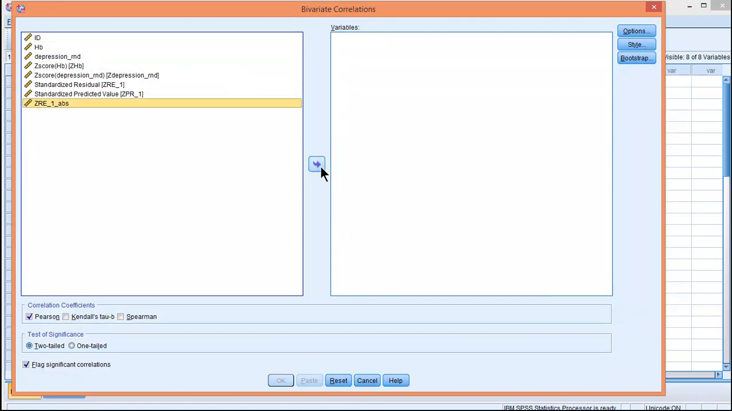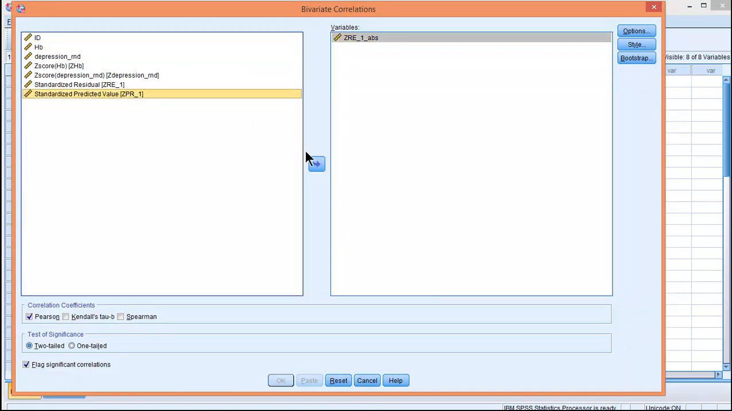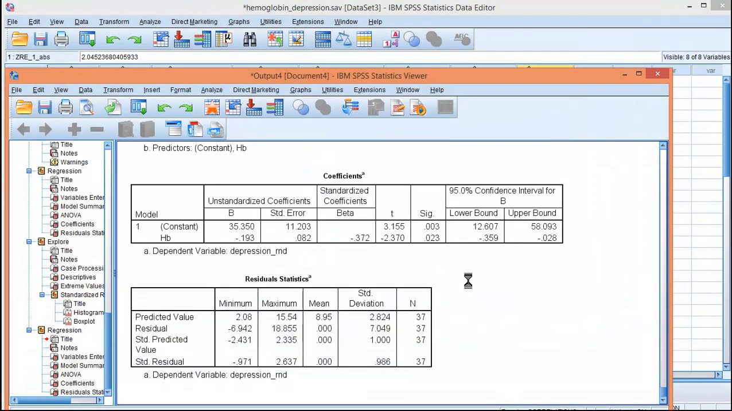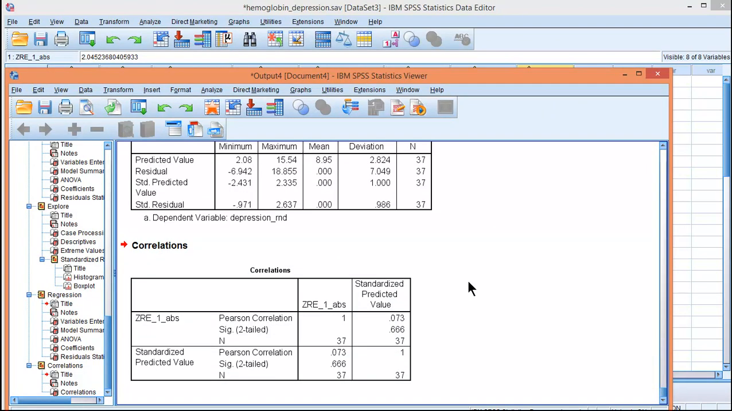I have a feeling there is going to be one. There isn't. There you go. We don't have heteroscedasticity. So that, at least based on this test.